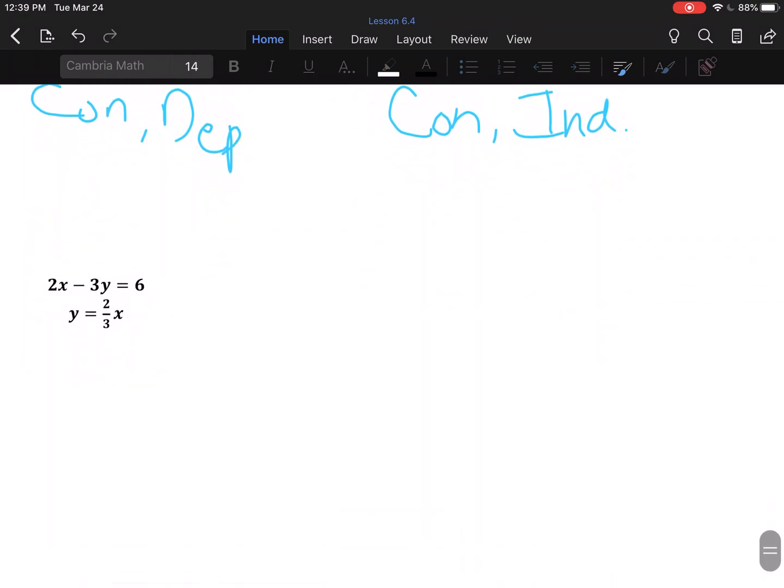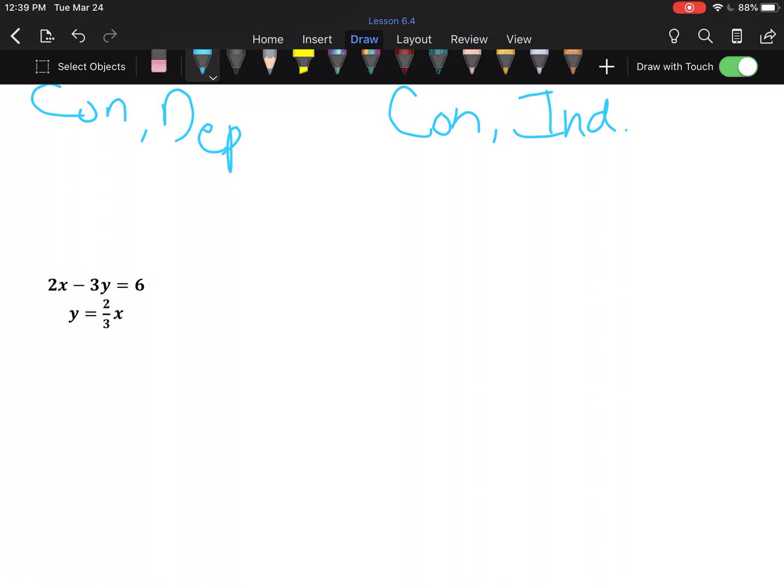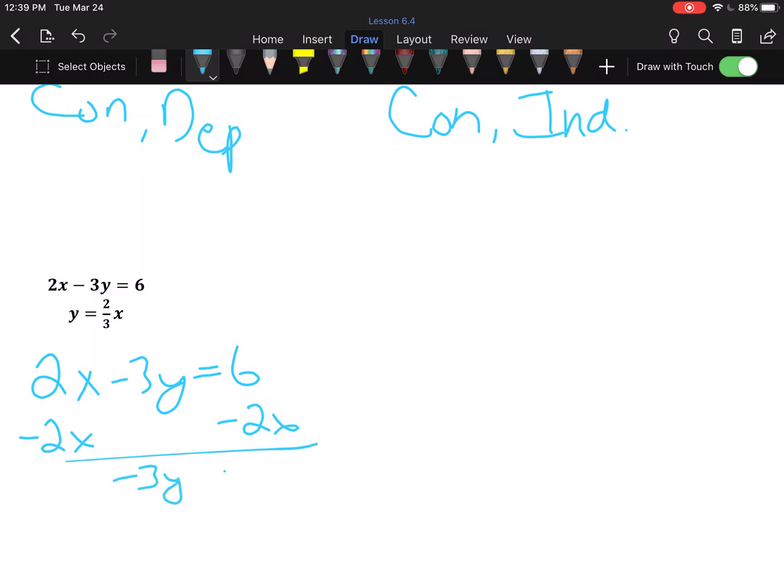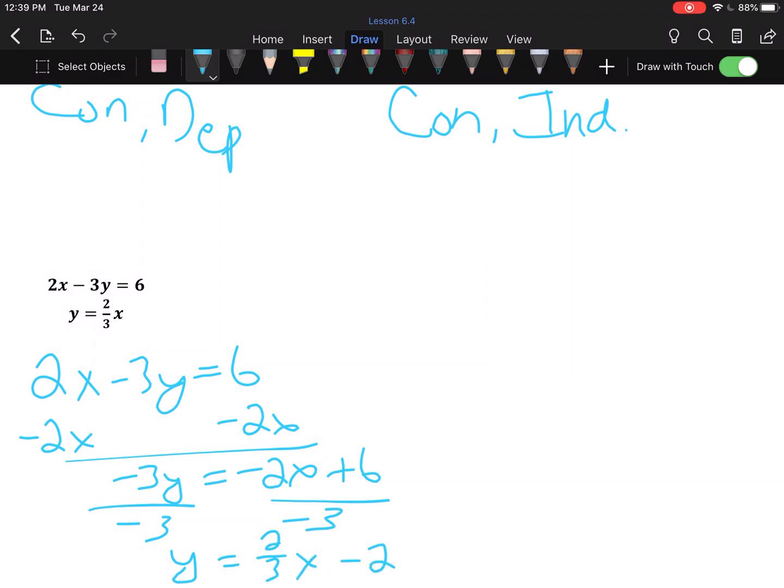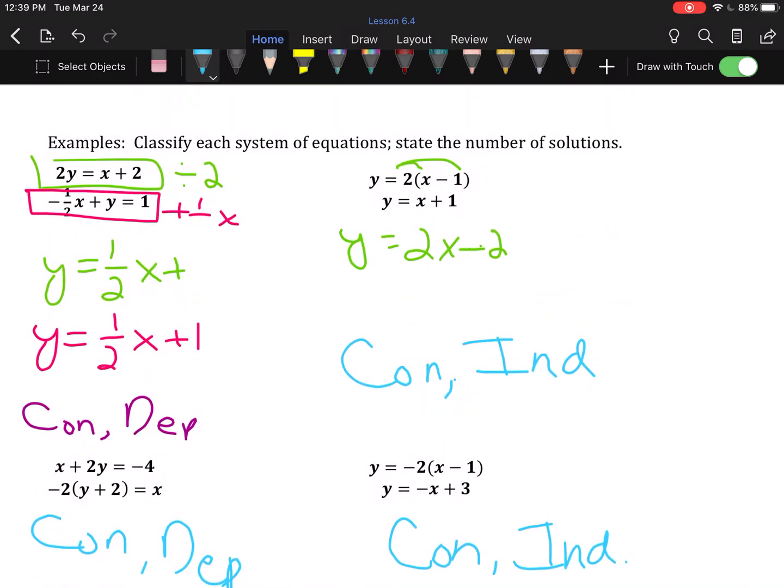And finally, this guy, the bottom equation is already slope-intercept form. So I just have to take this equation and put them in slope-intercept form so I can compare my slopes. So I'll subtract 2x, negative 3y equals negative 2x plus 6. Divide everything by negative 3. Y equals positive 2/3 x minus 2. Same slope, 2/3.